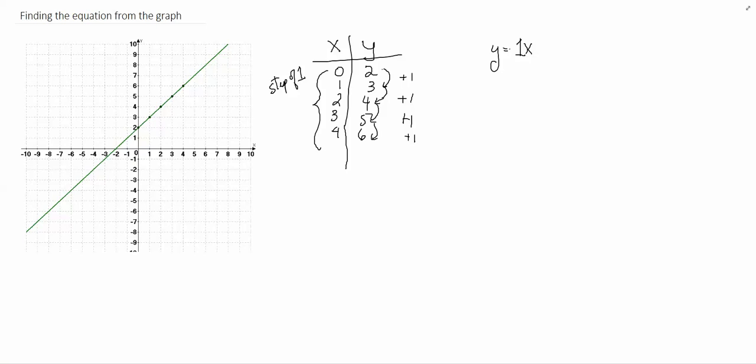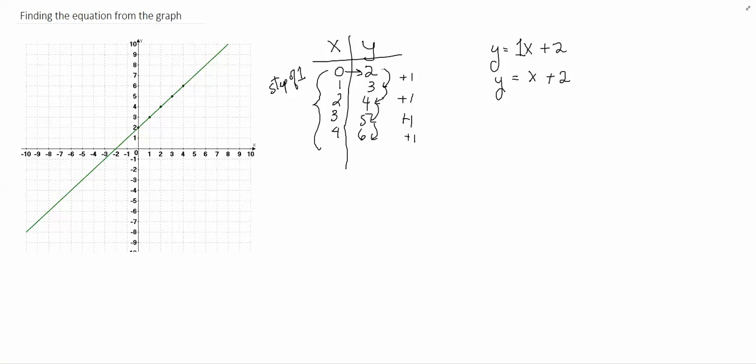Now, if we were putting in an x and that's all we were doing, our y would be exactly the same value as x. But we have to look, okay, I'm throwing in a value of 0, it's giving me a value of 2. So 1 times 0 is 0. What do I have to do to get 2? Well, I have to add 2. So my equation is y is equal to x plus 2. And that describes the equation of this line.